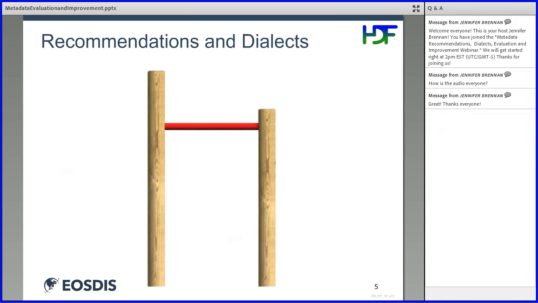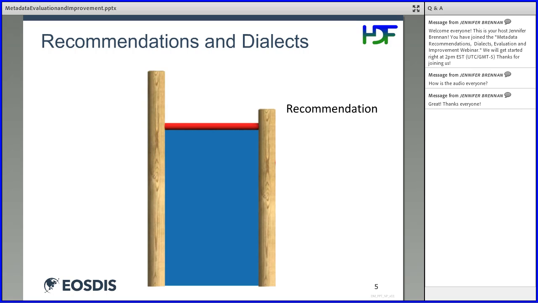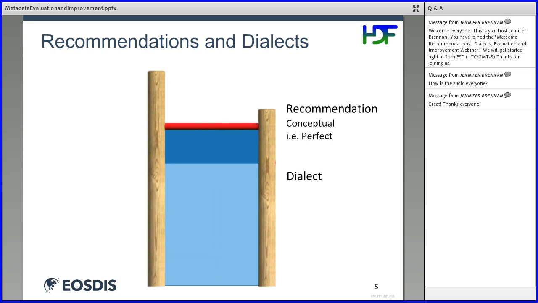So, recommendations and dialects. I've been trying to explain this concept, and it's a little bit complicated, so I thought I would return to the playground analogy and also the analogy of setting a bar. So this is a bar, and it's a recommendation. The blue-colored things represent the concepts that are in the recommendation, and the recommendation is conceptual, so it's sort of perfect. If we make a recommendation and a group or some metadata records follow that recommendation completely, then that would be a perfect metadata record with respect to that recommendation. In a lot of cases, because we're dealing with dialects and recommendations separately, dialects don't actually include all of the elements that are in a recommendation.